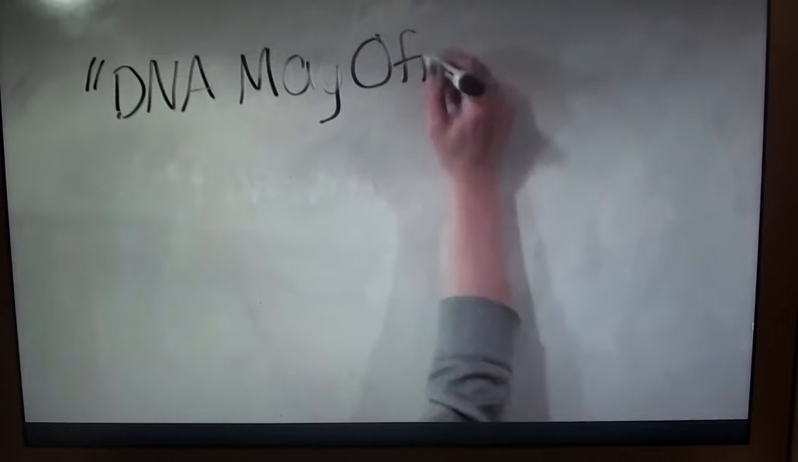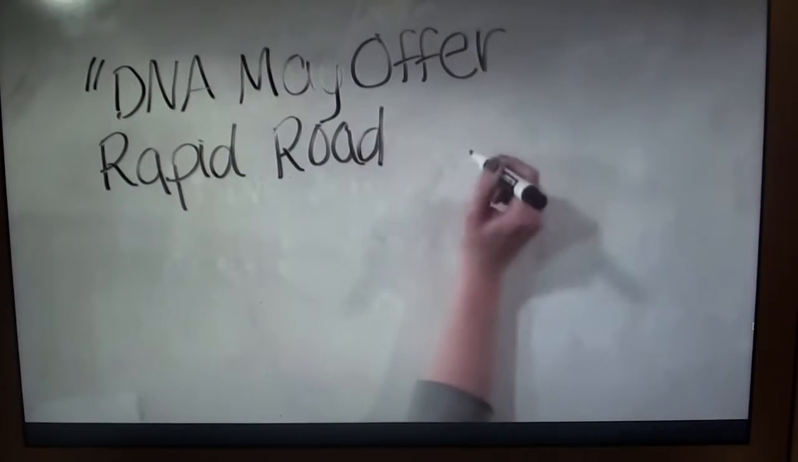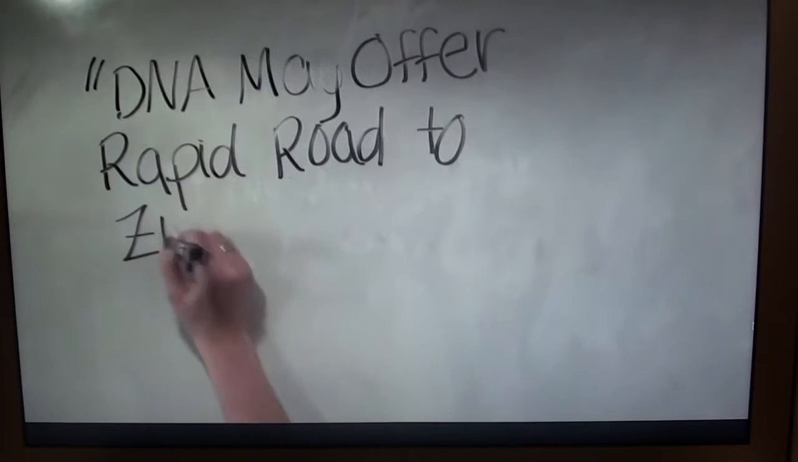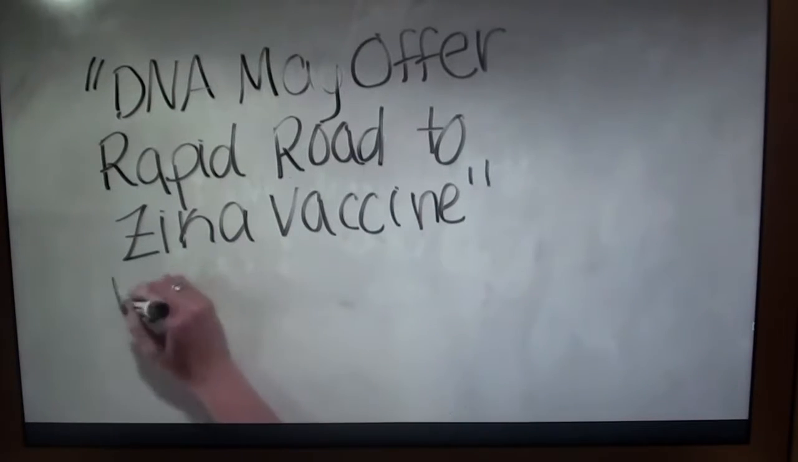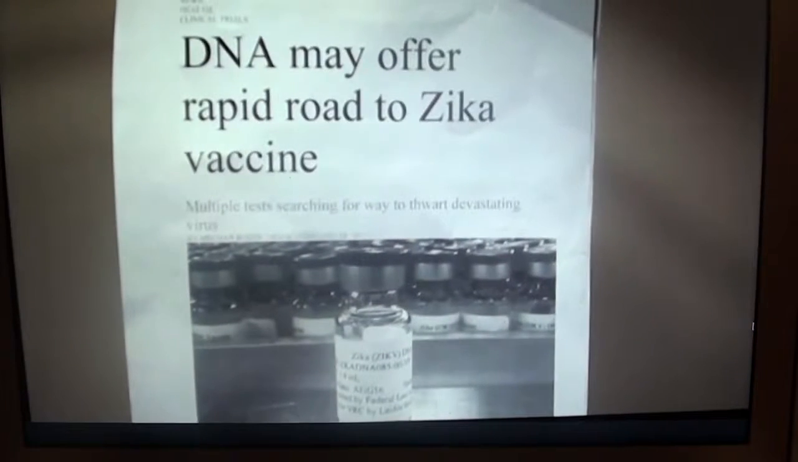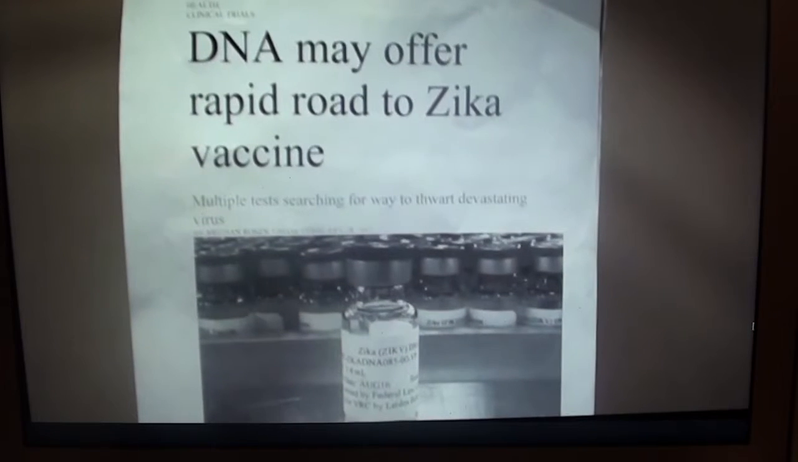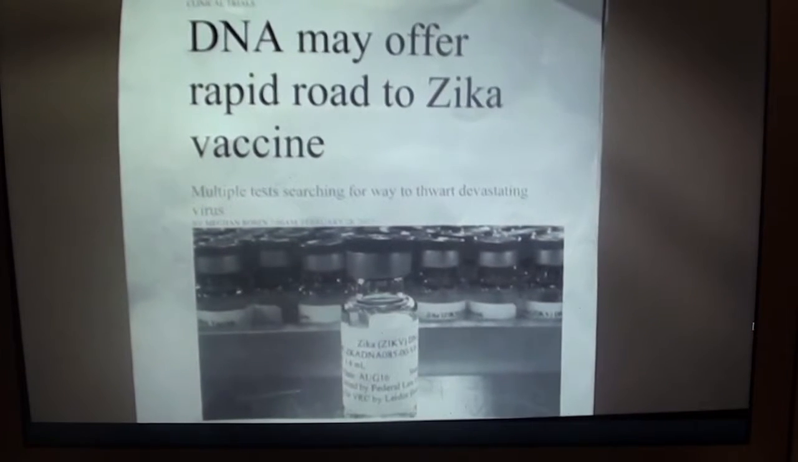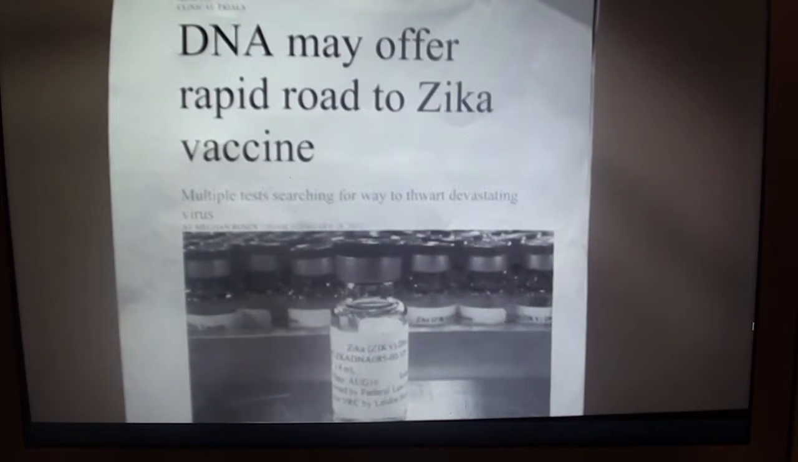In the article, DNA May Offer Rapid Road to Zika Vaccine by Megan Rosen, published February 28, 2017 on ScienceNews.org, the process of constructing, using, and the future of DNA vaccines for the fight against Zika is delved into. DNA vaccines offer a broad scope of advantages, including the speed at which it can be created, the safety of the procedure, the flexibility in its composition for an enhanced immune response, and the newfound success in human trials.